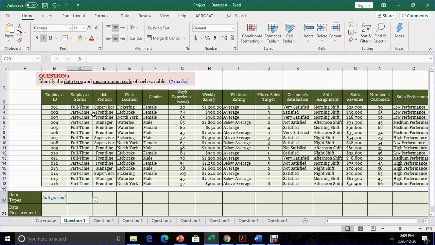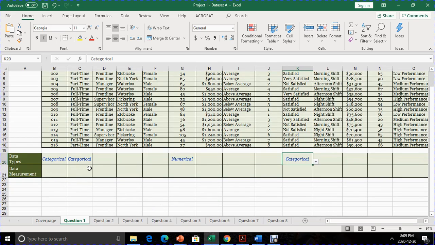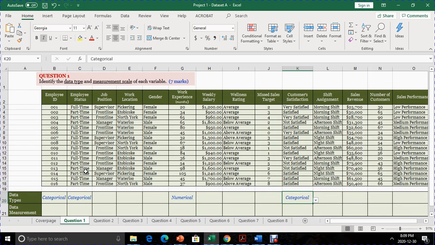The second question will be employee status. Whether it's categorical or numerical, that's categorical as well. Let's take a look at work experience. The work experience here will be numerical data. And also an example here would be customer satisfaction. That should be categorical data. So I'll just work on these 4 examples, and then I'll leave the rest for you to fill in as part of your question 1 project assignment.